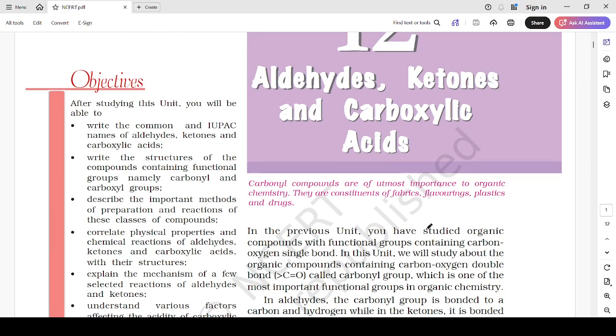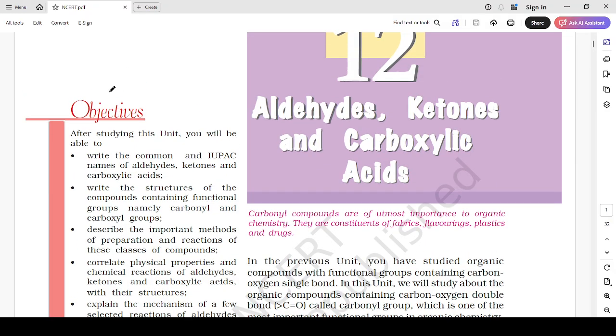So we are dealing with aldehydes, ketones, and carboxylic acids. Basically, those compounds which are having carbonyl groups. Carbonyl means C double bond O. Here you can see the carbon.